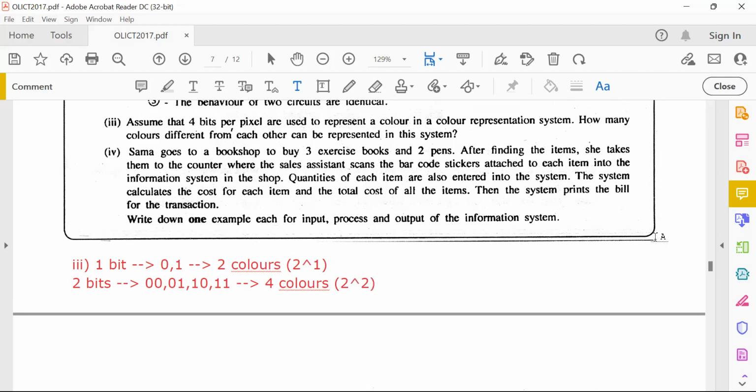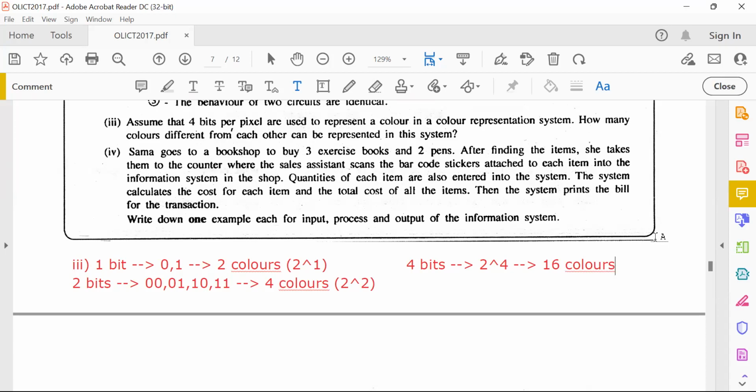So if you have 4 bits, then 2 to the power what? Amasha? If you have 4 bits, 2 to the power what? 2 to the power 4, meaning how many colors? 16 colors. Okay. Pramodi already sent me the answer. Good. Right. Okay. So that's the third one.